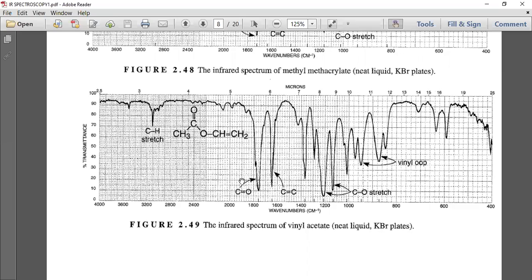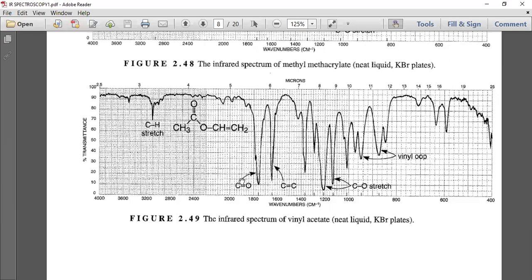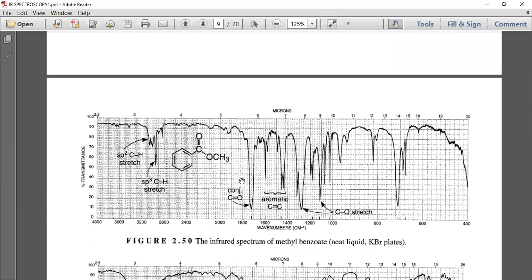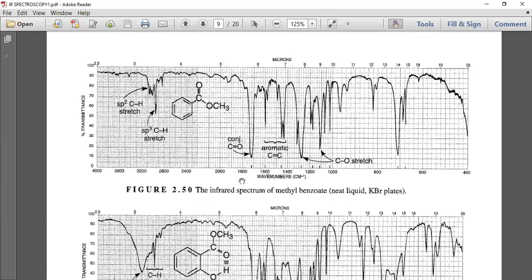So when you are decreasing the frequency because of conjugation, decrease by 30. When you are increasing the frequency due to withdrawing groups, increase by 30. You can make it a rule of thumb. Aromatic ester, because of aromatic, it will decrease its frequency by 30. So here it is around 1710.